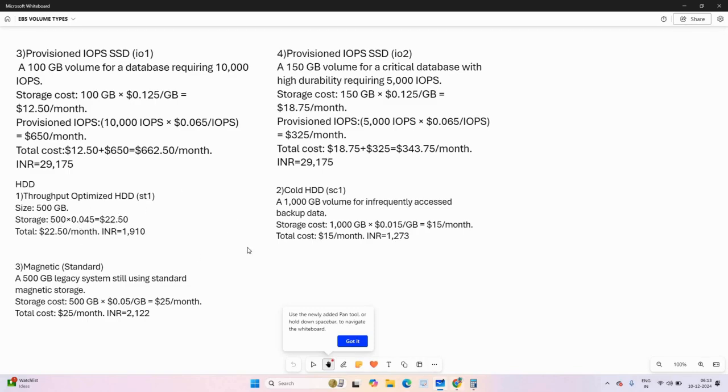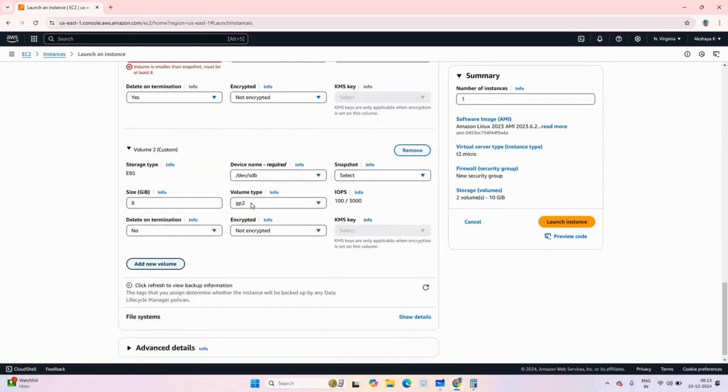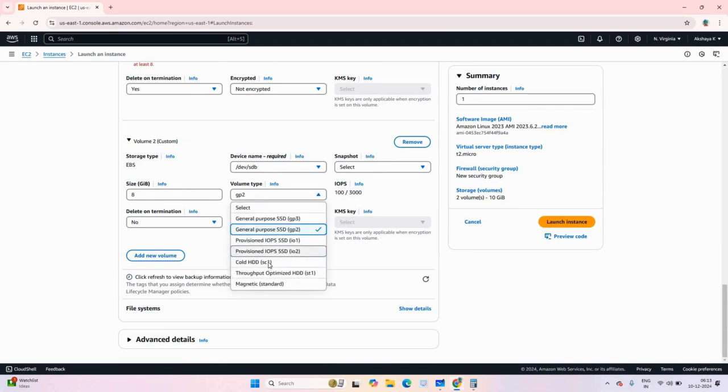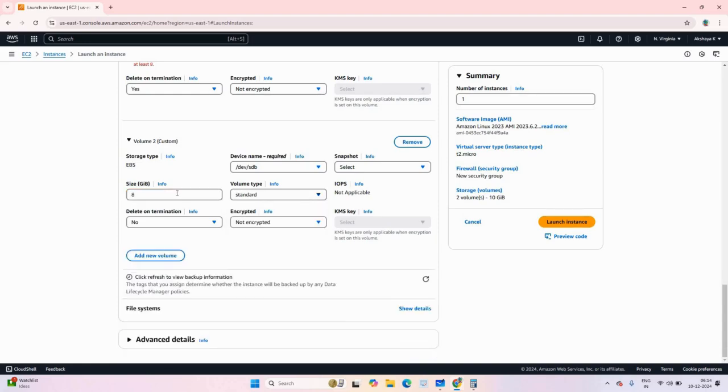And for the root volume only, we have the options of cold HDD, throughput optimized SD1 and standard. They don't have IOPS, not applicable, because it is very low performance. We use them for our convenience. And this magnetic standard is free tier, so we are able to use it.